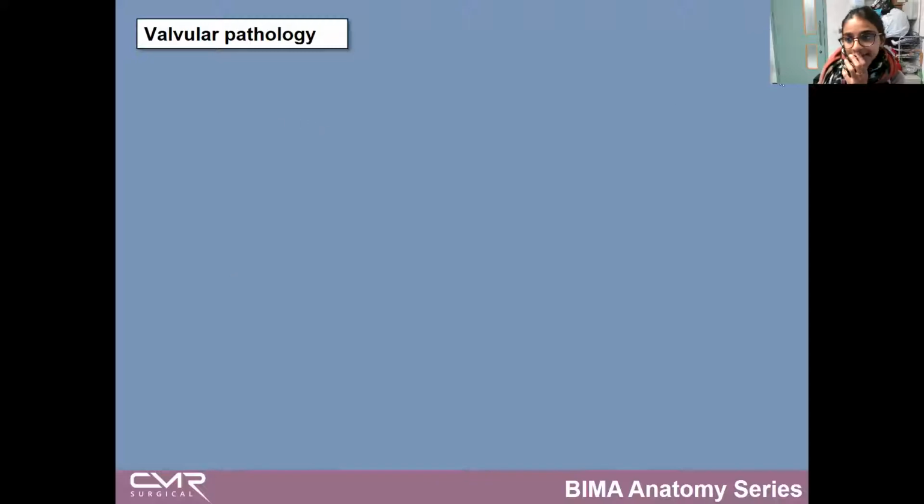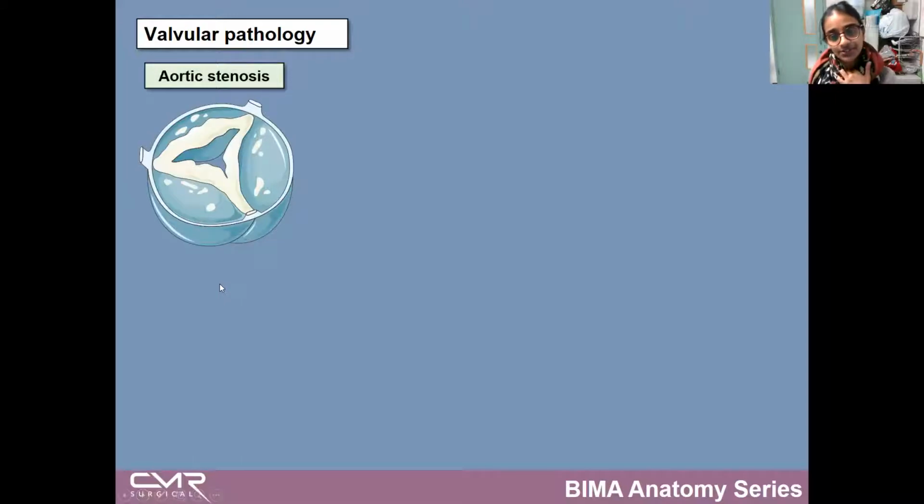All right. So now, as promised, don't get too excited. We're going to talk about valvular pathology. And as mentioned earlier, the two most important are your aortic and mitral valves. So those are the ones we're going to talk specifically about.